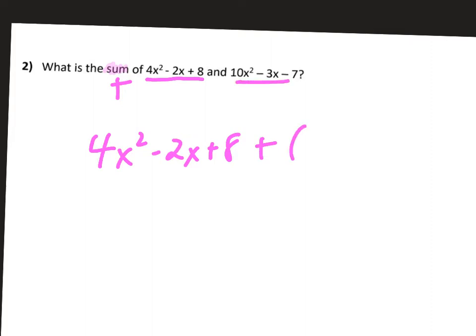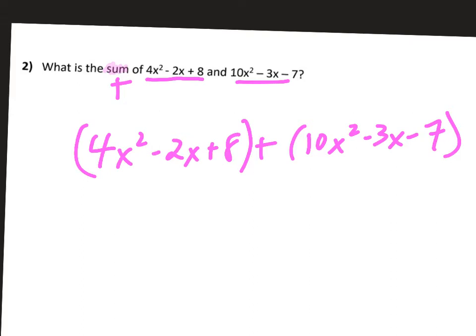And whenever I'm adding expressions together, I want to make sure that I'm putting them in parentheses. So let me put some parentheses around here so I know that that's my first expression. My second expression is 10x squared minus 3x minus 7. The reason why I want to put parentheses between my two expressions is in case I'm subtracting, I would actually have to distribute a -1, and so I want to make sure that I'm distributing correctly.